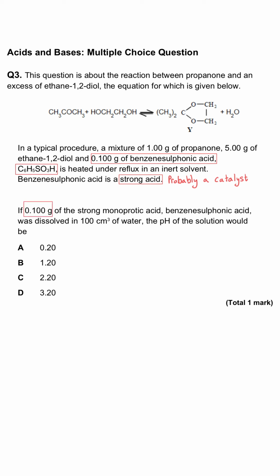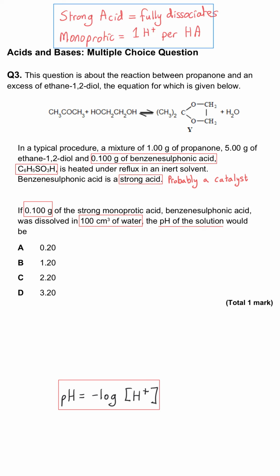If 0.1 grams of the strong monoprotic acid, benzene sulfonic acid, was dissolved in 100 cm cubed of water, the pH of the solution would be. So this is kind of a trick question because we've been given a lot of decoy information above the actual question. In fact, really all we need to look at is this bit towards the bottom. And so ultimately we've been asked for the pH of the solution. pH is negative log 10 of the hydrogen ion concentration, and so we need to work out what the hydrogen ion concentration is. Well, it's a monoprotic acid and it's a strong acid.